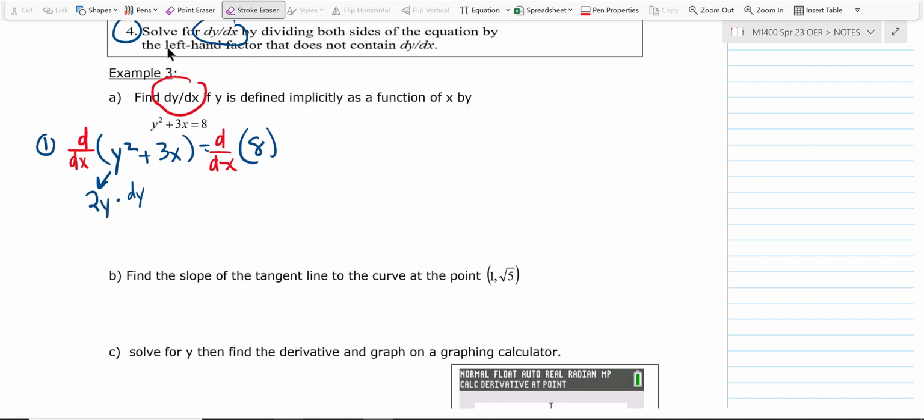I heard a bunch of mumbling after that. dy over dx, is that what I heard a bunch of people saying? Okay, because the variables don't match, right? Okay, you got to be careful with that, okay?